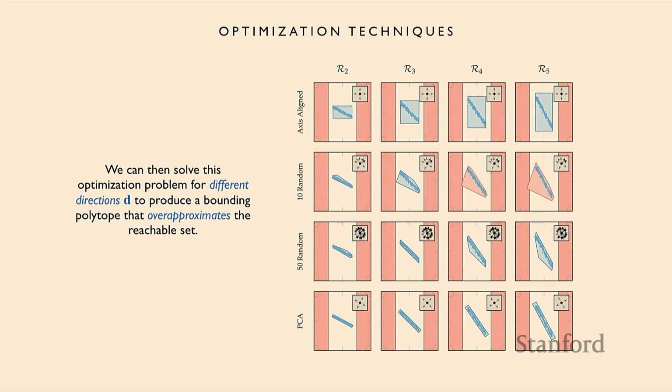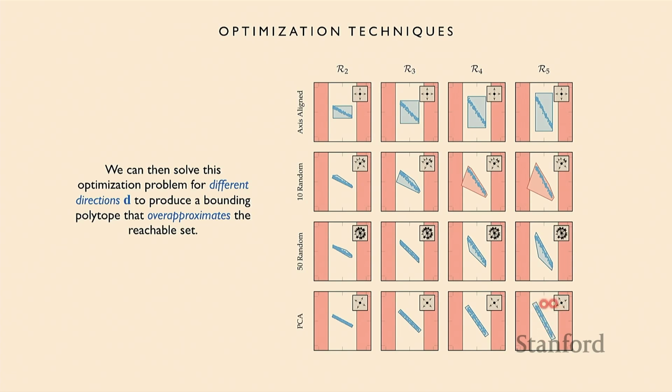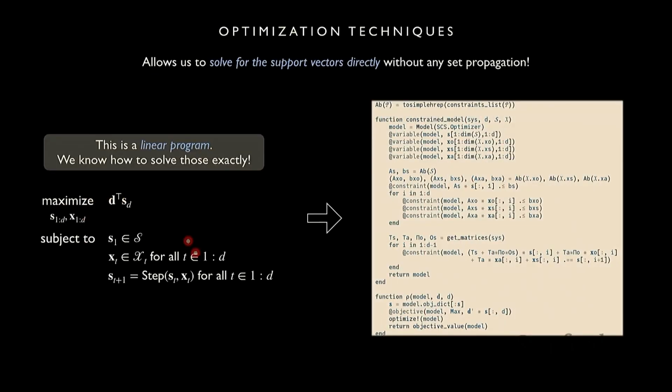Any other questions on this? Sorry, to clarify, we still compute the definition of RDM with this with set operations, right? To compute this bounding over approximate set, you don't need to do any set operations. You just need to solve this optimization problem with different directions.